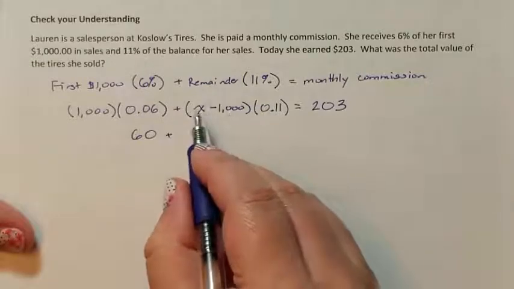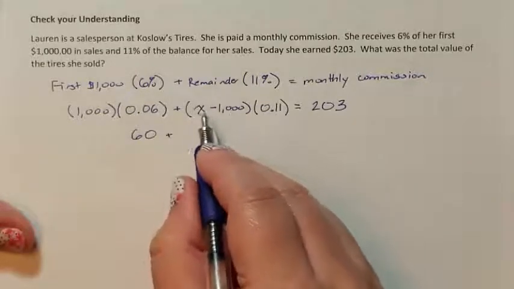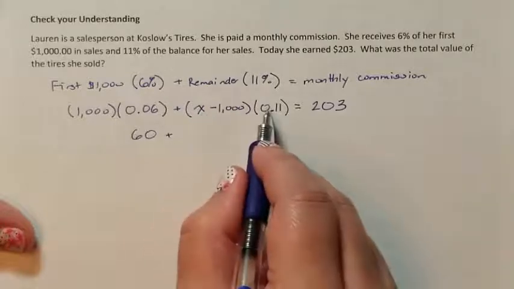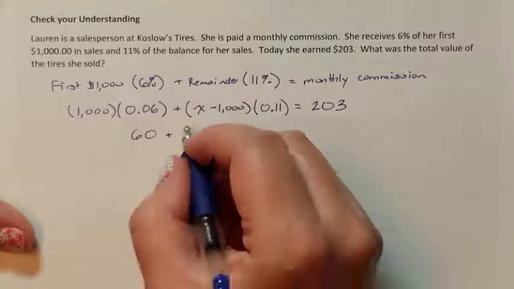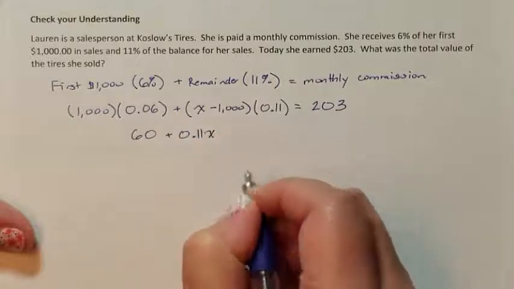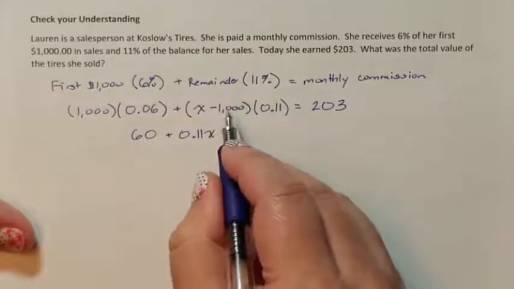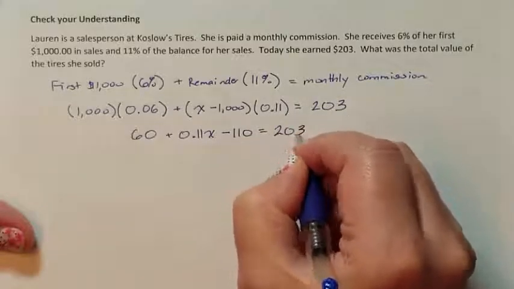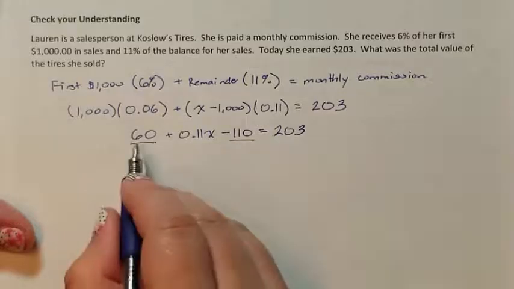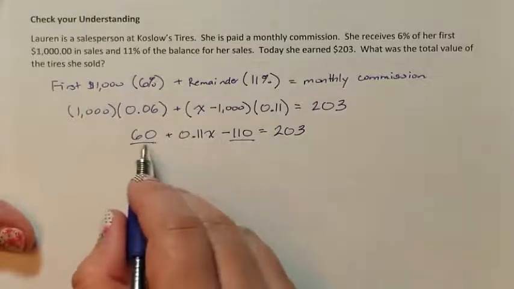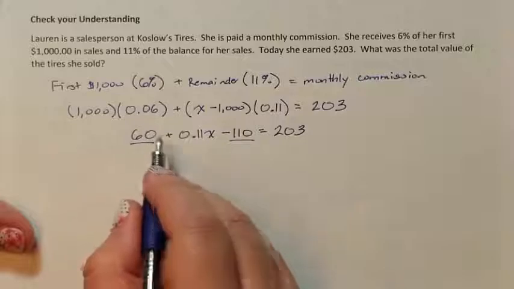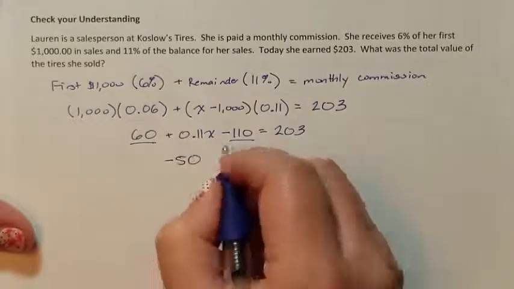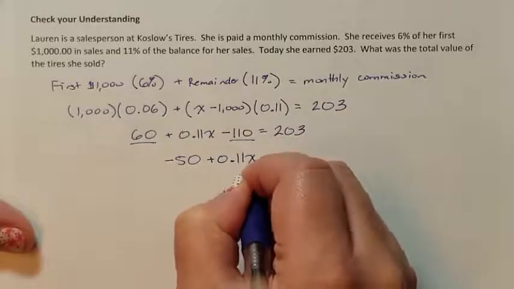I cannot figure out what this parenthesis is because this is the variable. So I'm going to use the distribution method because I have a parenthesis multiplied to a parenthesis. So 0.11 times x is 0.11x. 0.11 times a negative 1,000 is minus 110. That gives us the $203. I see on the same side of the equal sign, I have like terms that I can combine. 60 minus 110 gives me minus 50. We still have the plus 0.11x.